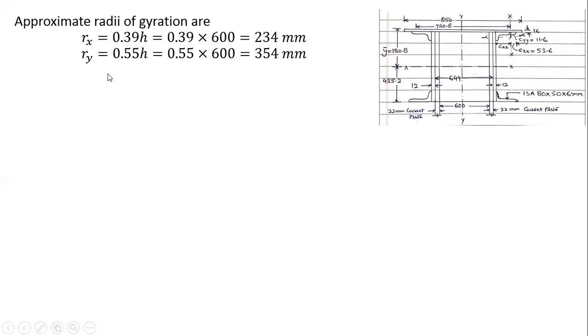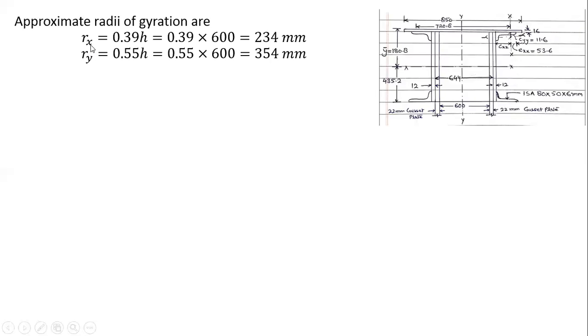Now this is my section for the top chord member. For this member, the approximate radii of gyration are Rx equal to 0.39 times H. H is given as 600, as we already calculated in the previous step. So this is my Rx. Ry is 0.5 times H, which is equal to 354. Now these Rx and Ry are for already well established sections for truss girder bridges, and we already know the radius of gyration of such types of section.